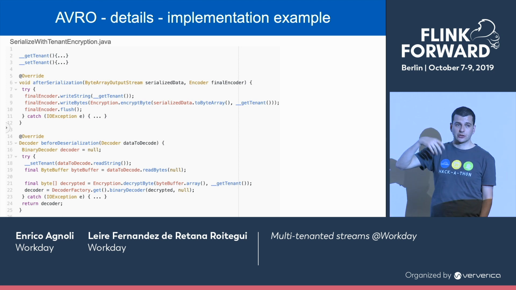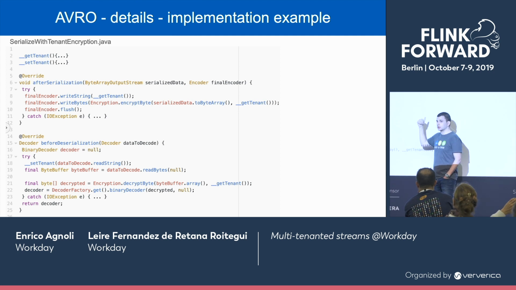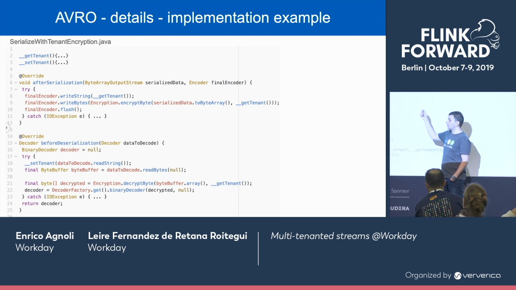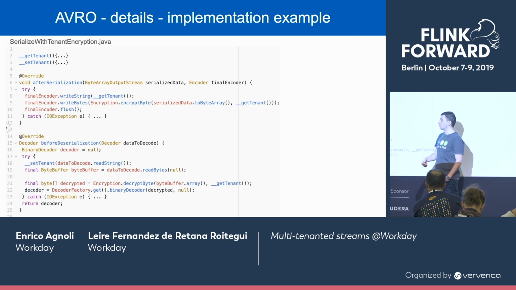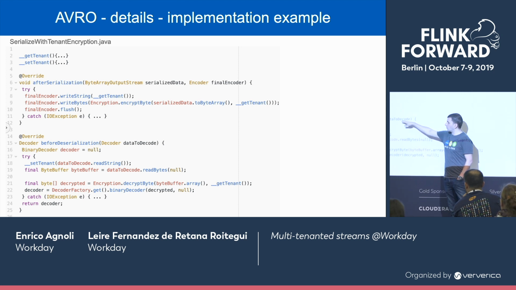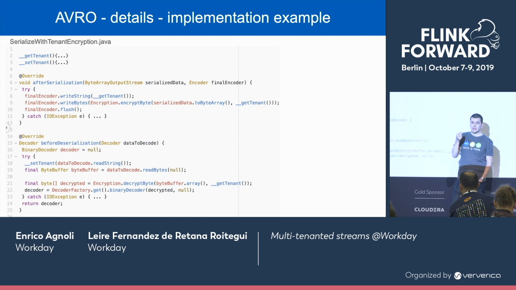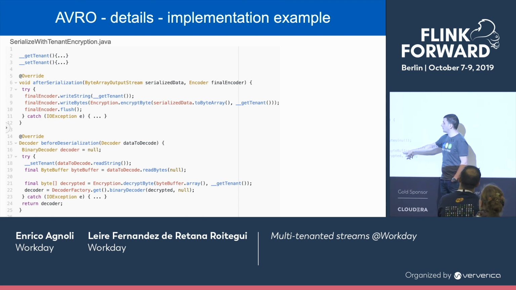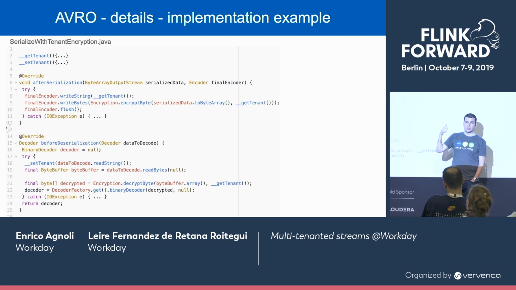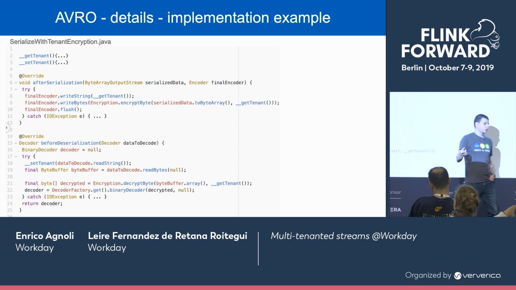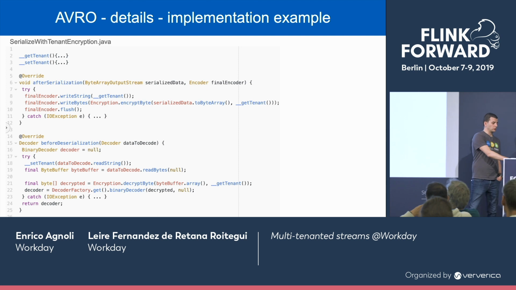Same on the other side. If a message is received, as we have seen in the code, in AVRO, it is going to be deserialized to a class that implements our serialized with tenant encryption, and we will receive the decoder here. From the decoder, we'll extract first the tenant. With the tenant, we can reach out to the service to retrieve the key, decrypt the bytes, and send it back to AVRO, which will do the rest of the work, deserializing it to the object.